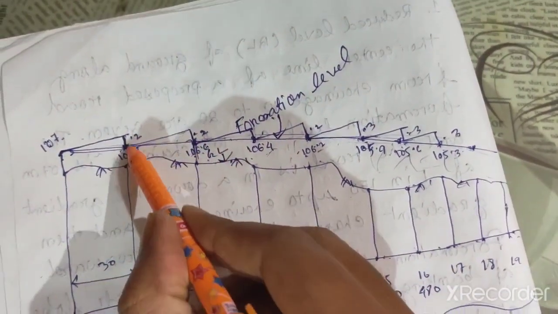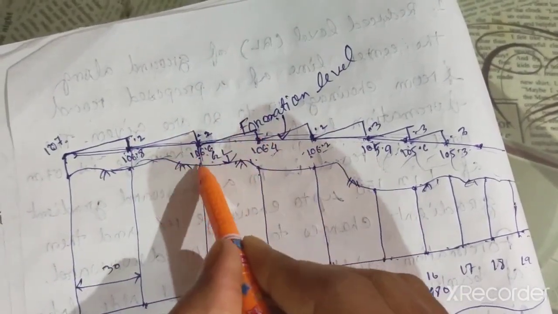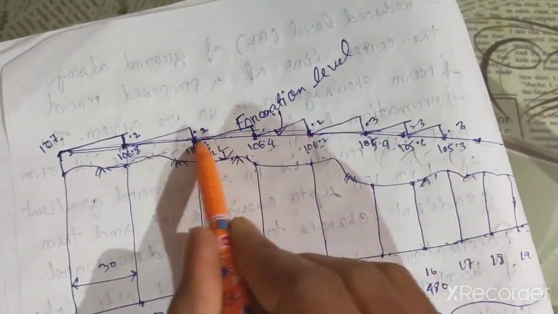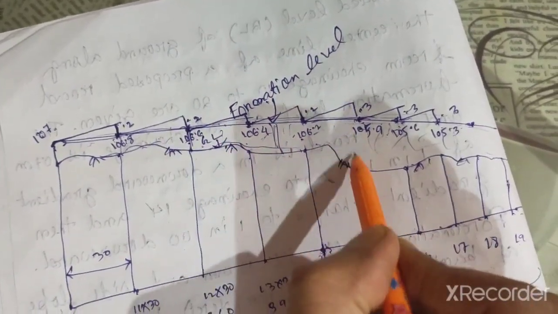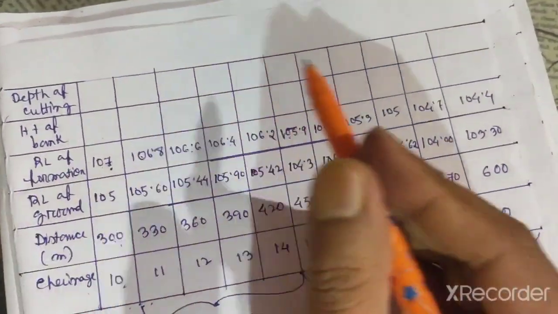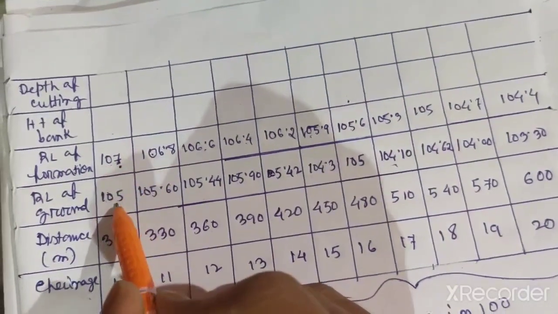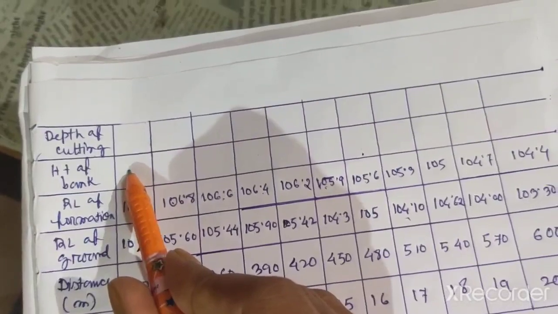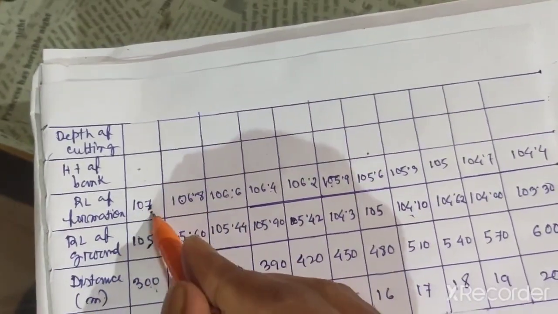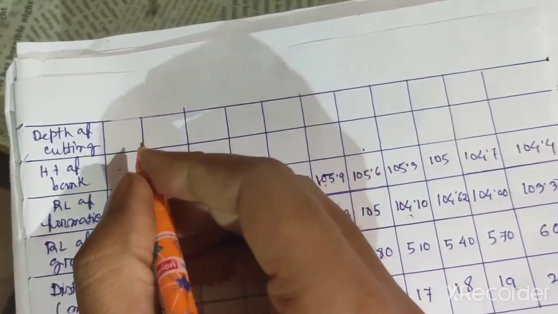Okay, so we have got this line. So we need to find out the difference between the ground level and the formation line at each and every point. This is the formation line, this is the ground level. We need to find out this gap, this distance, where we have to fill up the earth. Okay. So, RL of formation minus RL of ground is equal to height of bank. 107 minus 105, that is 2.